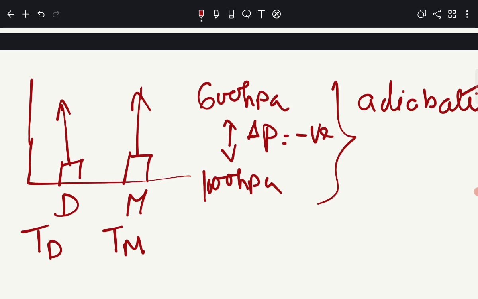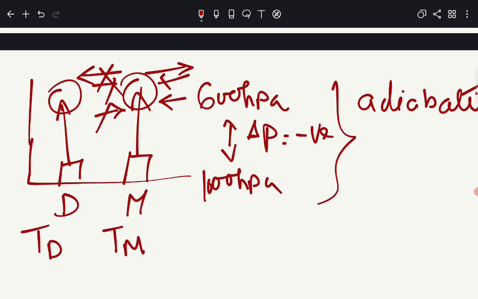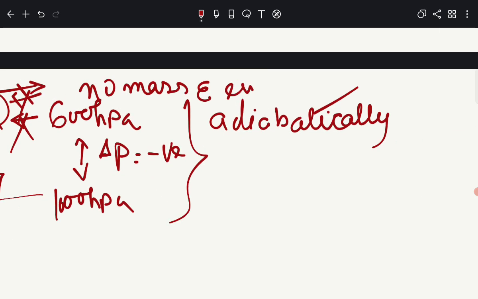So we are doing this adiabatically. If we are doing it adiabatically, that means there will be no energy transfer. If we bring the parcel over here, no energy will come in, no mass can come in or go out. Nothing happens like that for this and for this too. So in these two cases it will not happen. No mass and energy transfer. That is what adiabatically means.